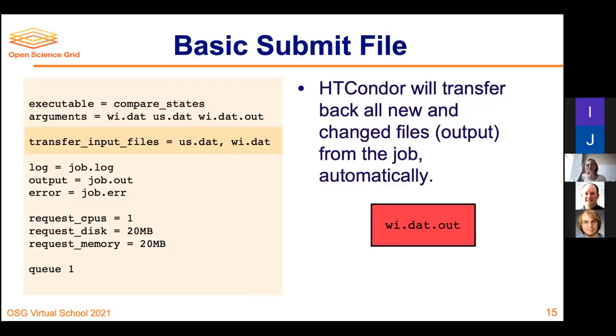And then a special note, we don't have to list the output that we want back. By default, Condor will bring back any new or modified files in the top level of the working directory of the job, which I'll show you in just a second. So in this case, our wisconsin.dat.out file would come back automatically, assuming that it gets created in the same directory where our compare states program runs. But otherwise, you can, in the submit file, tell Condor to transfer back only certain files.